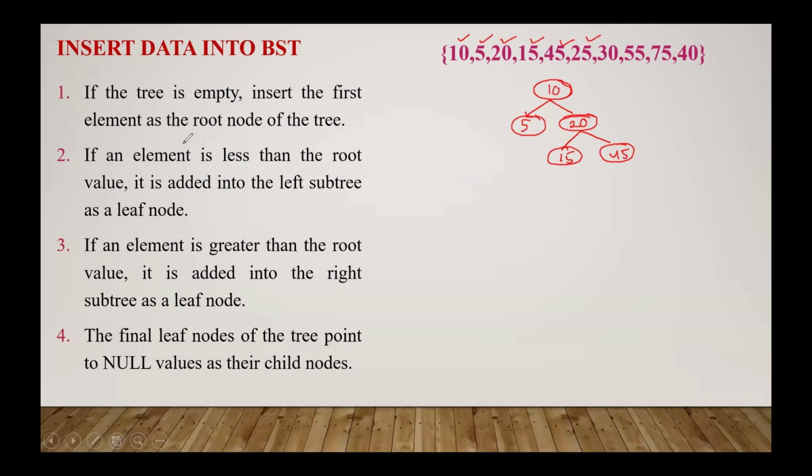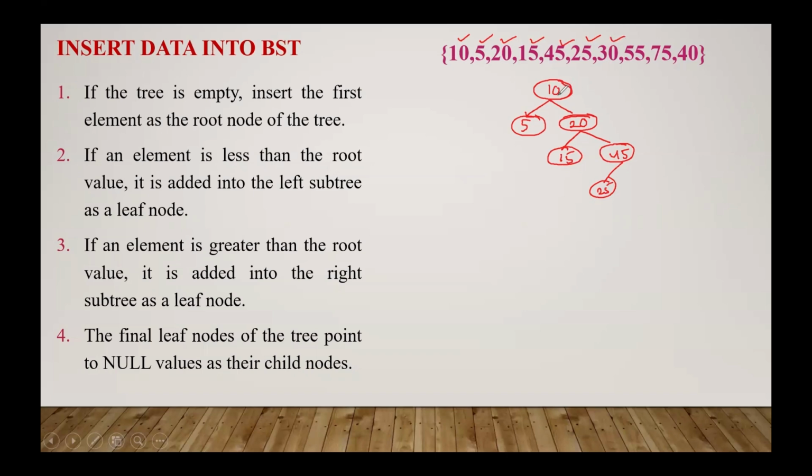Just remember, before that we just covered how to create a binary search tree. Creating a binary search tree is the same as inserting data into a binary search tree. A little bit the same, not 100% the same, because here we start from one node. So now 25 is given. 25 is greater than 10, greater than 20, but less than 45. So we make 25 the left child of 45.